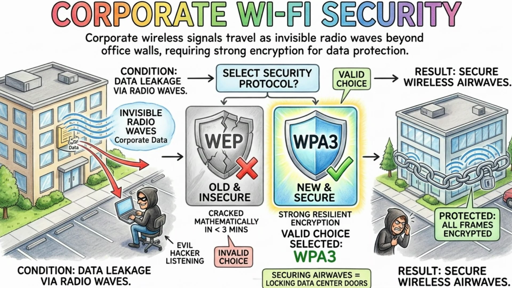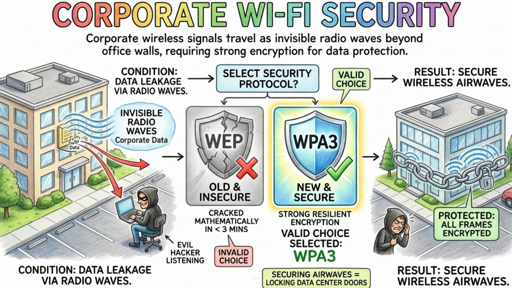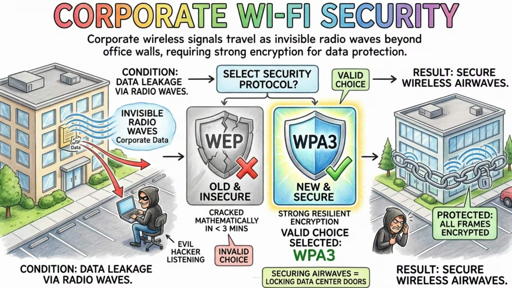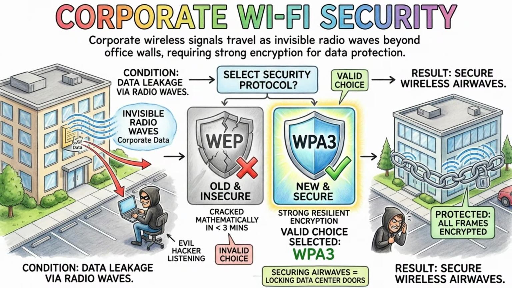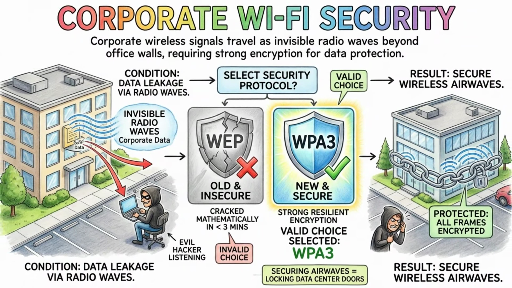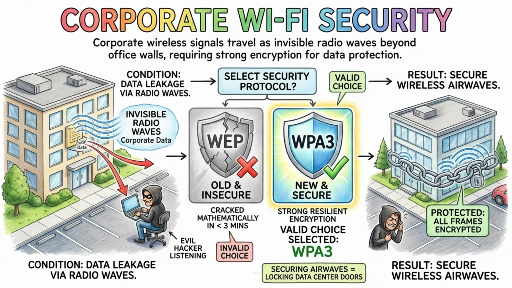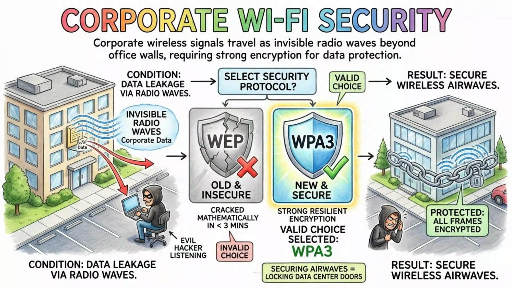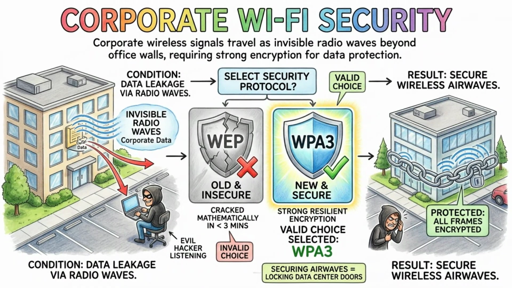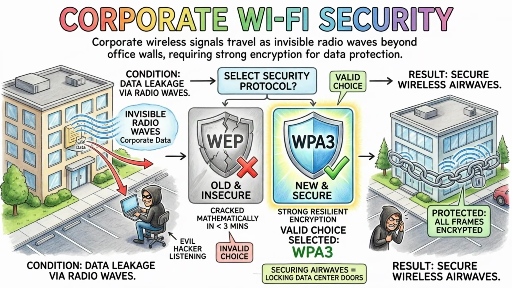Today, enterprise environments absolutely must strictly mandate Wi-Fi Protected Access version 3, or WPA3, which provides incredibly resilient mathematical encryption for all wireless frames. Securing the invisible airwaves floating around your office building is just as critically important as securely locking the physical front doors to your data center.